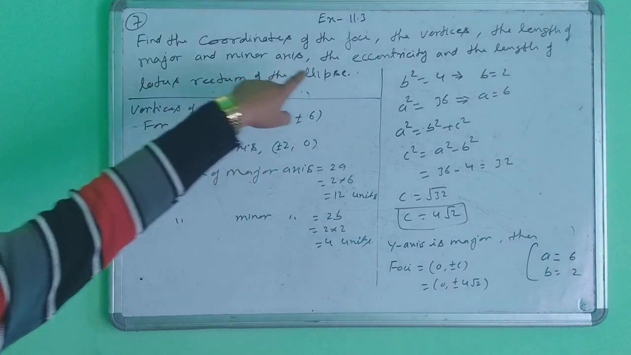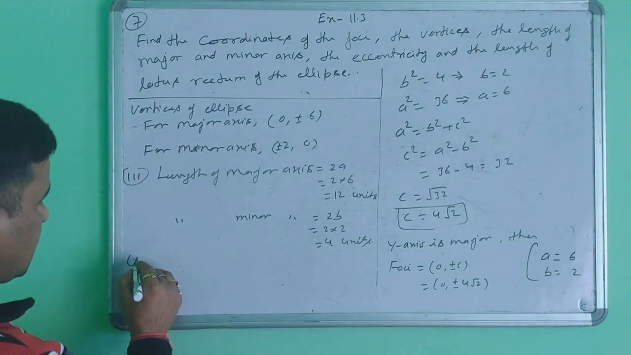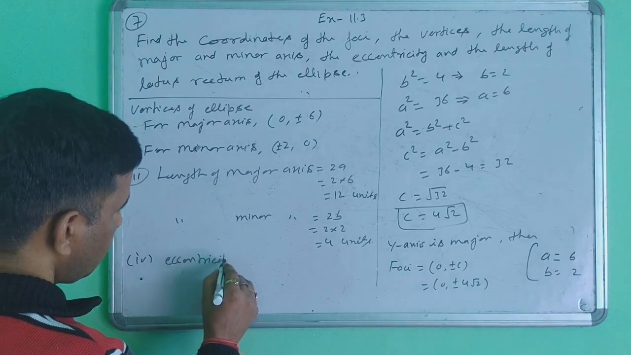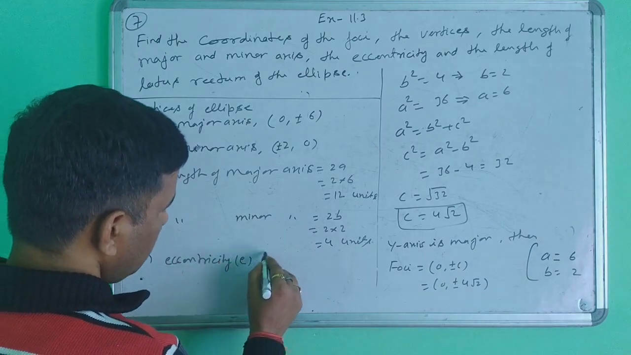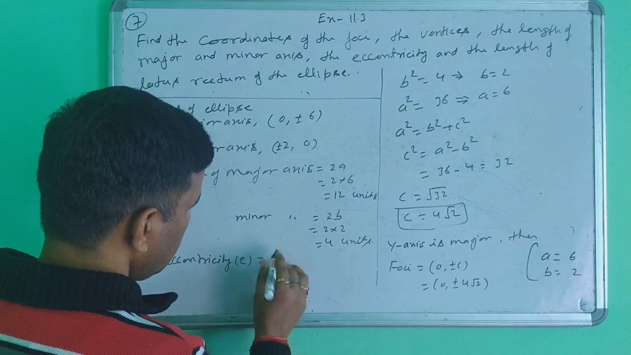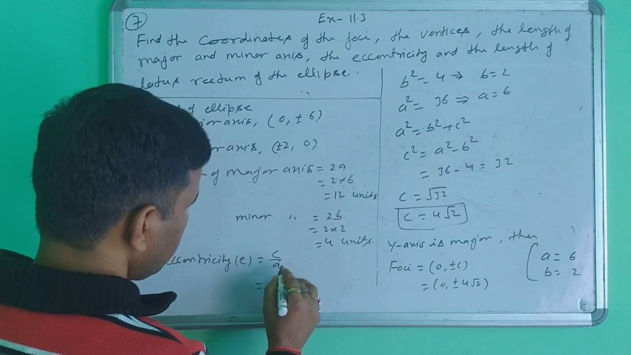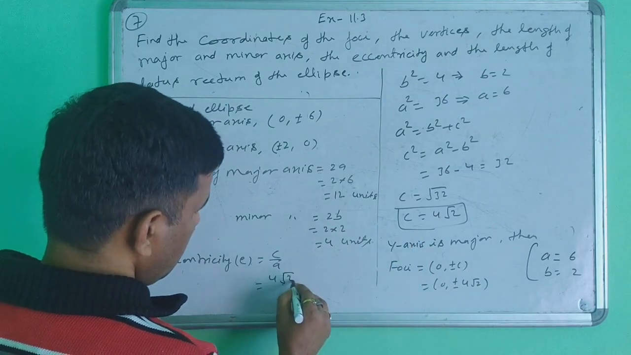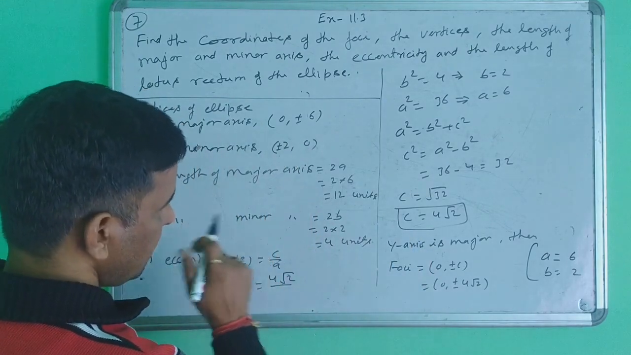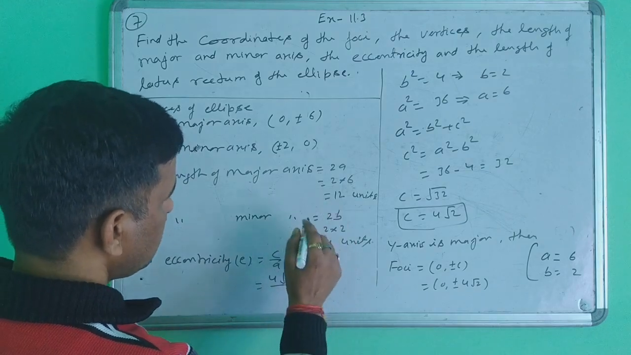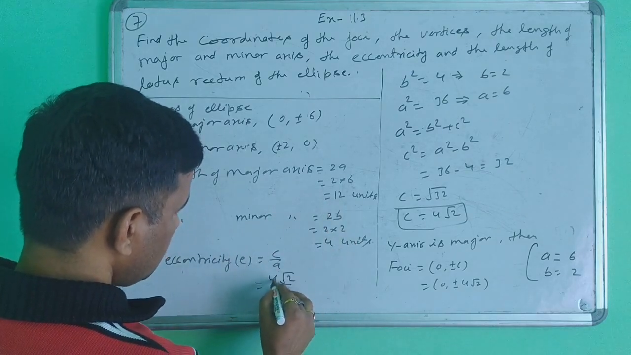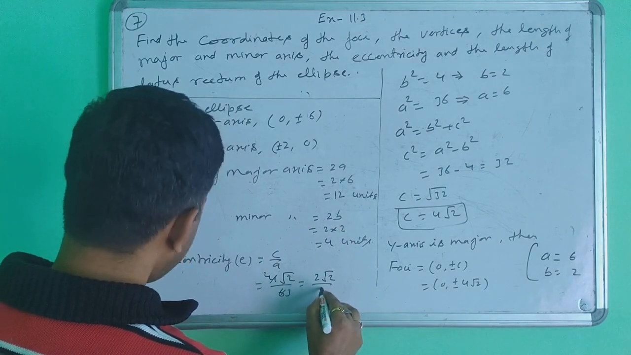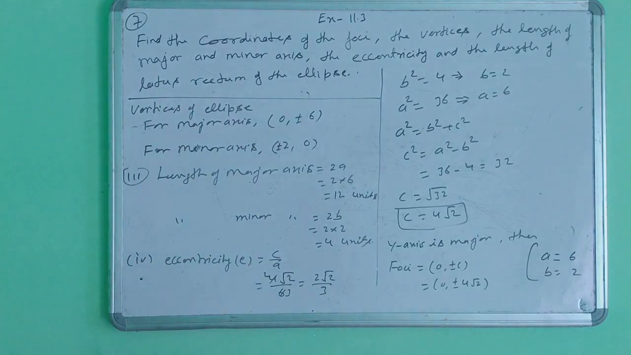Next, eccentricity, the fourth answer. Eccentricity e equals c upon a. What is the value of c here? 4 root 2. And what is the value of a? The semi-major axis is 6. So 2 times 2 is 4, 2 times 3 is 6, so e is 2 root 2 upon 3. This is your answer, 2 root 2 upon 3.